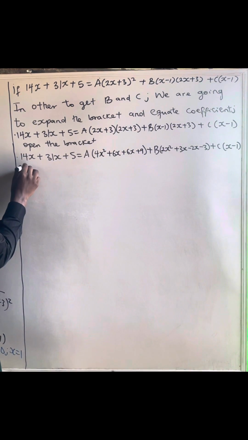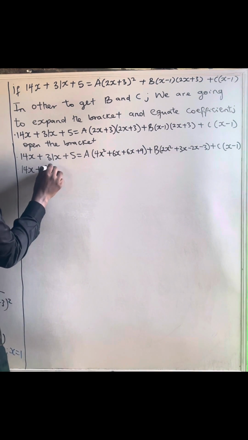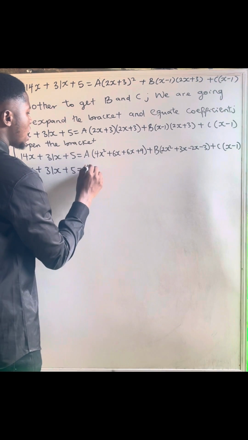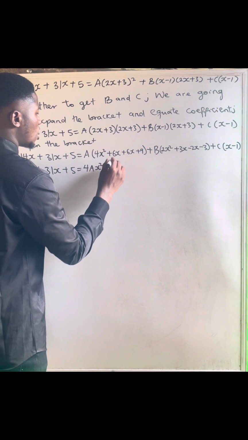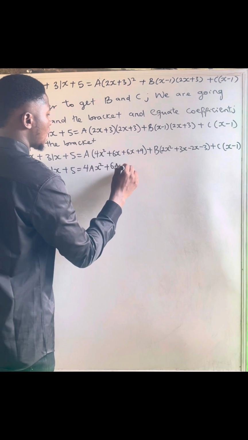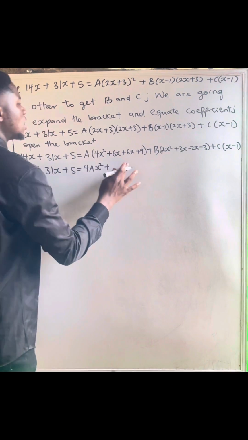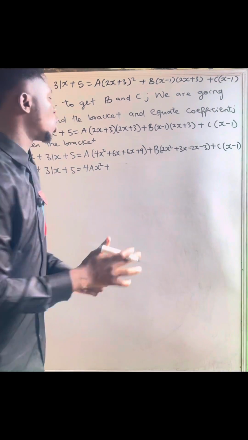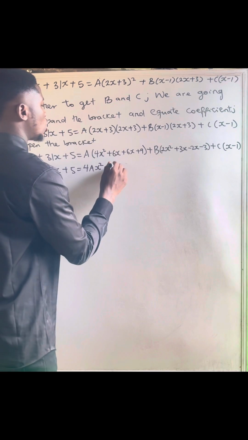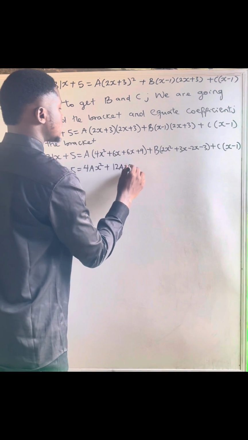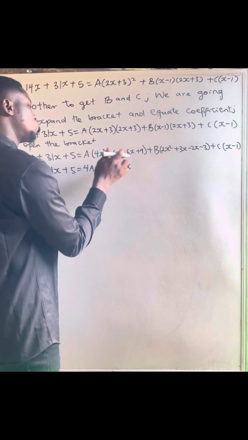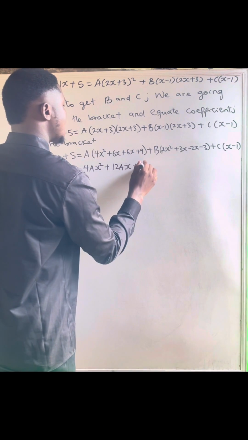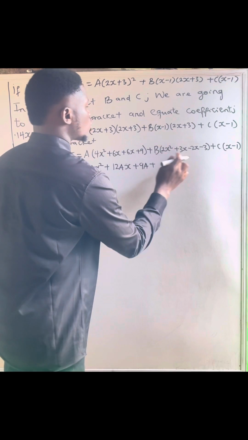So I'm going to get it as 14x plus 31x plus 5 is equal to A times this, 4ax squared plus 6ax plus, okay, before I move on, this is 6x plus 6x. Guys, what is 6x plus 6x? That is 12x. So what is 12x times A? That is plus 12ax. Because 6x plus 6x, that is 12x. 12x times A, 12ax. Plus 9 times A, 9a.